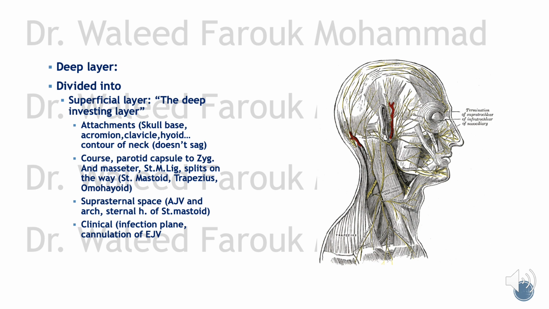Now, let's talk a little about the investing layer. Now you will be asked about the attachments. Though it looks very hard in books to learn all the attachments by heart, actually you use logic in this. You have a sleeve, you want to connect it upwards at the margins of the skull and downwards to the bony prominences down there. Downwards, it connects to the clavicle and the acromion of the scapula. Upwards, it connects to the base of the skull and mandible.